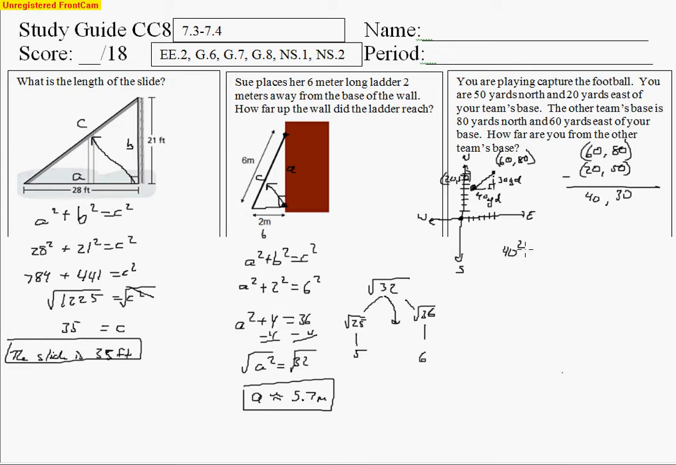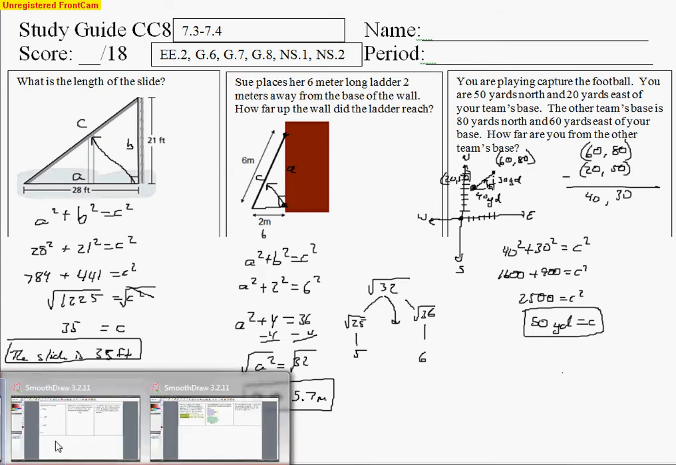40 squared plus 30 squared is going to end up equaling c squared, the side opposite the right angle, which is what I'm trying to find this time. And so I end up with 1600 plus 900 equals c squared. Adding those two numbers together, I get 2500 equals c squared. So 50, and these are yards, is the distance I am from their base.